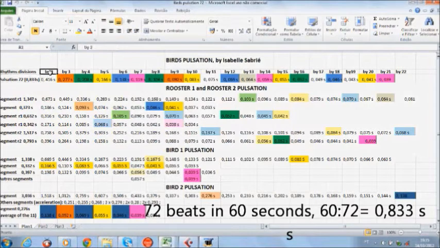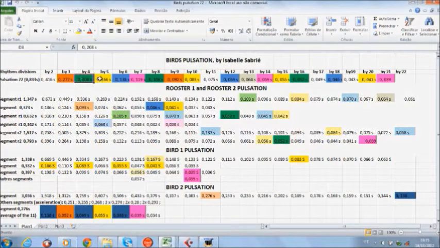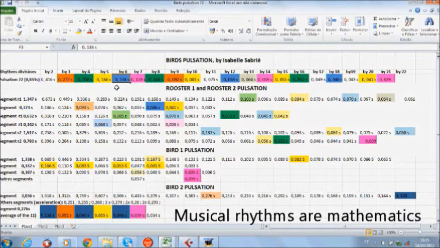And divided by 2, you're going to have 1, 2, 1, 2, 1, 2, 3, 1, 2, 3, 1, 2, 3, 4, 1, 2, 3, 4, 1, 2, 3, 4, 5, 1, 2, 3, 4, 5, 1, 2, 3, 4, 5, 6, 1, 2, 3, 4, 5, 6, and so on. So we see that really rhythms, musical rhythms, are mathematics.